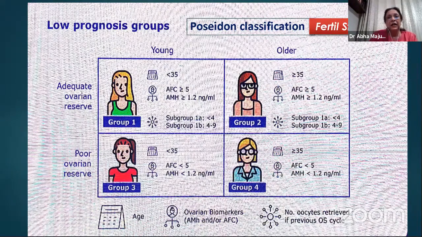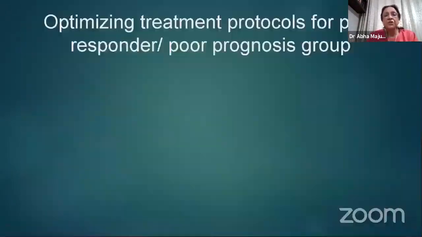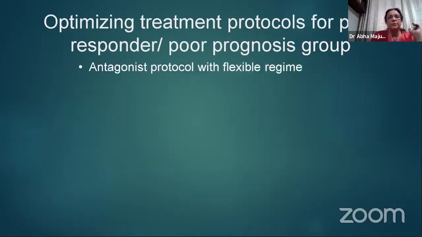Now let us see, what did they try to do? What have we tried to do for treatment of patients who were expected to be poor responders or were in the poor prognosis group? So there has been just this: either we use an antagonist protocol with flexible regime or the GnRH long protocol. Nalini had very nicely said that we make the best cohort with the GnRH long protocol and we can stop it and add an antagonist later on.